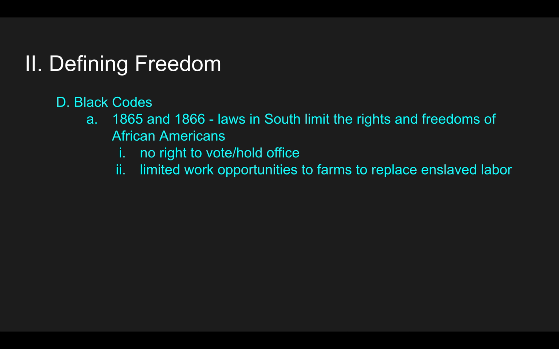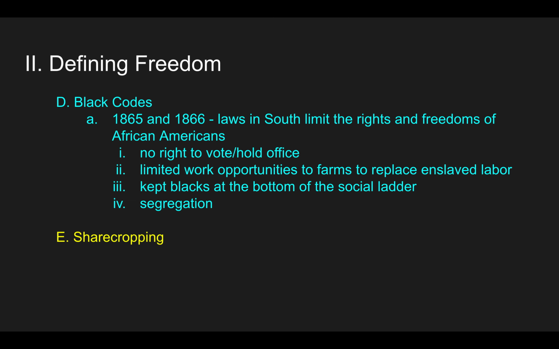So in other words, African Americans could only work on farms or were heavily encouraged and threatened to just work on farms. Kept Blacks at the bottom of the social ladder. And of course, the Black codes enforced segregation. So separate spaces in public, they would separate Blacks and whites in public spaces.